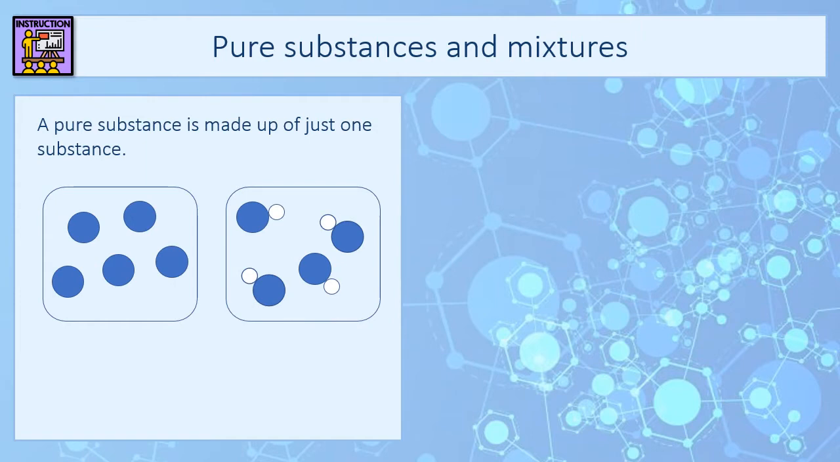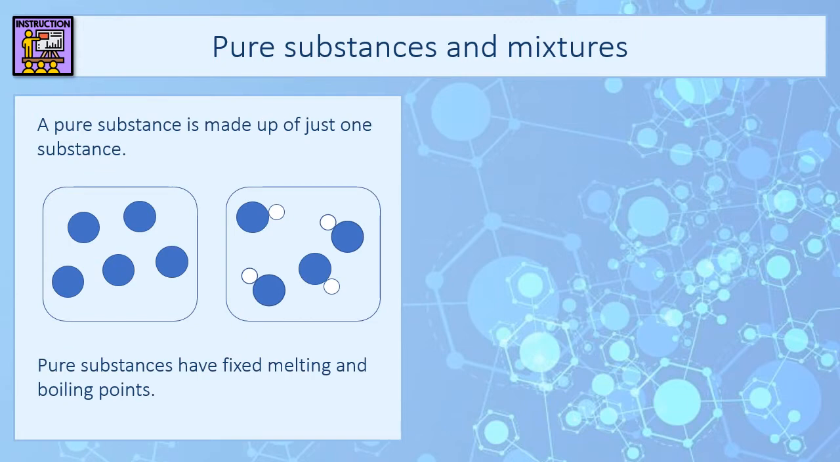Our pure substance could also be made up of a compound. You can see in this diagram on the right-hand side, there are 4 molecules of a compound. This is still pure, even though we have 2 different types of atom here, it's still pure because it's only made up of that one type of compound. All the compounds in the box are the same as each other.